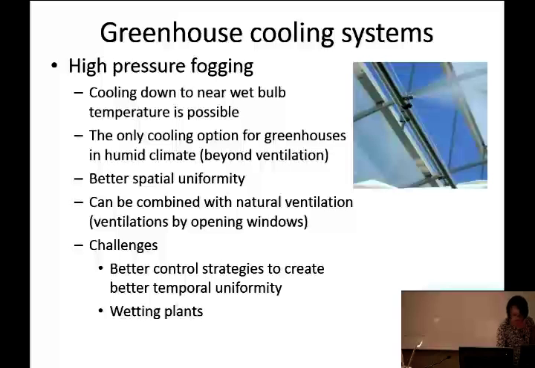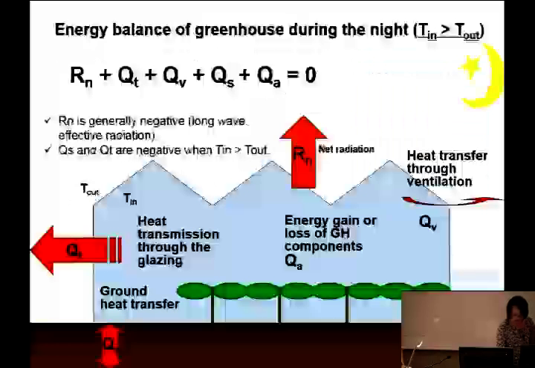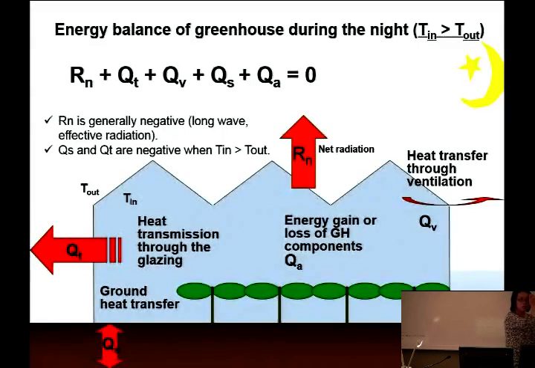Nice system if it works, but it is challenging. All right, so the nighttime energy balance of the greenhouse. In most cases, you want to maintain a warmer temperature than outside. Here, because we are in an arid area, sometimes you want to still cool the greenhouse, which is challenging because there's not much radiation coming in. Therefore, there's no conversion of energy to latent heat.